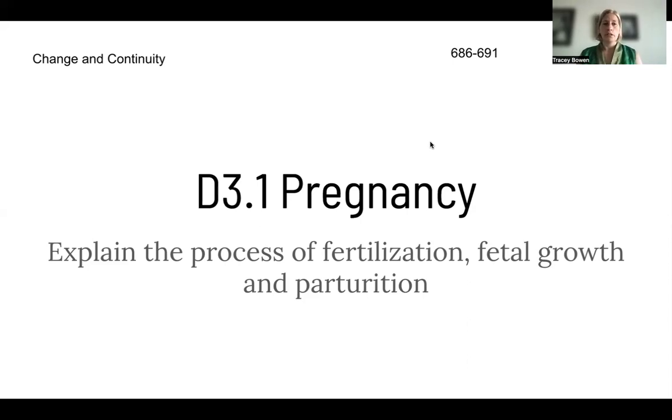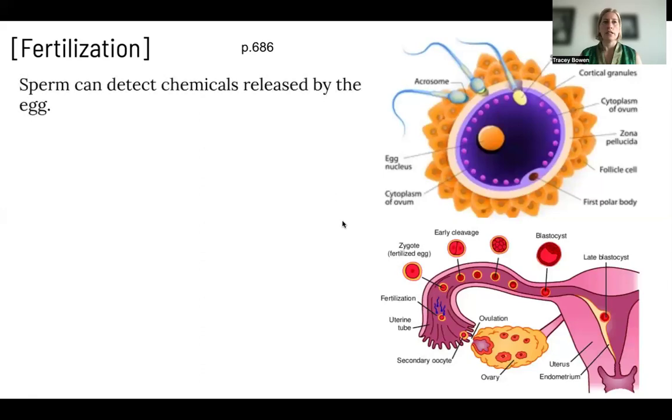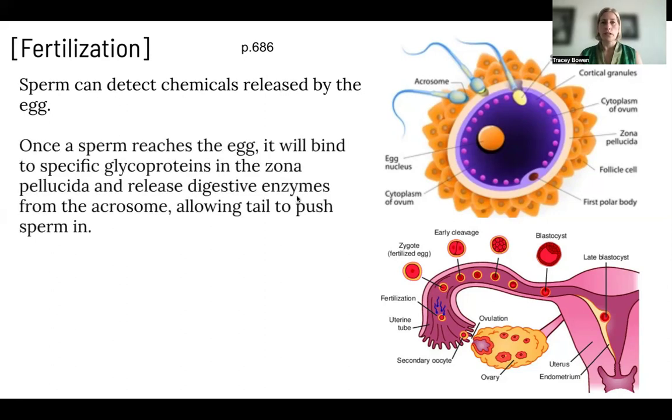So the purpose here is explaining the process of fertilization, fetal growth, and parturition, which is the giving birth process. In fertilization, we've already talked about this a little bit in the SL content, but sperm can detect chemicals released by the egg, and so they're swimming towards the egg. Once the sperm reaches the egg, it's going to bind to specific glycoproteins in the zona pellucida, release digestive enzymes from the acrosome, and it's going to allow the tail to push the sperm inside the egg.